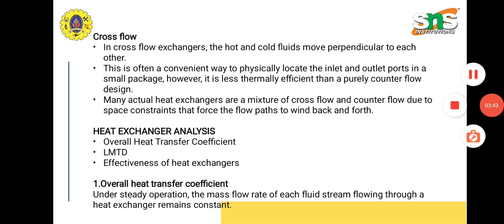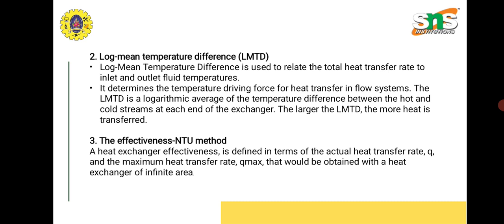Overall heat transfer coefficient. Under steady operation, the mass flow rate of each fluid stream flowing through a heat exchanger remains constant. Log mean temperature difference. Log mean temperature difference is used to relate the total heat transfer rate to inlet and outlet fluid temperatures. It determines the temperature driving force for heat transfer in flow systems.